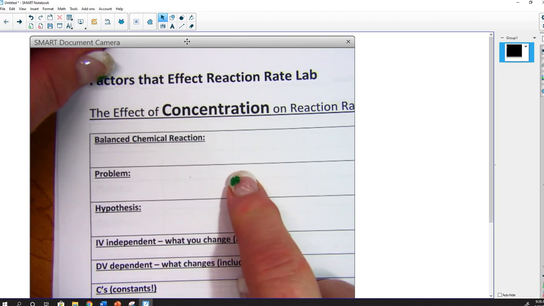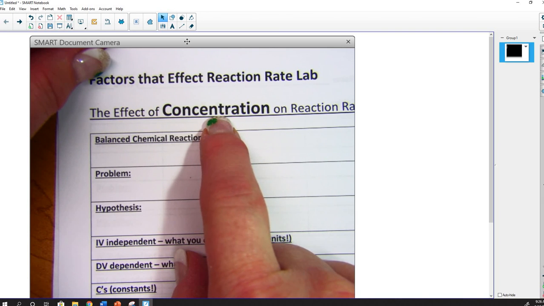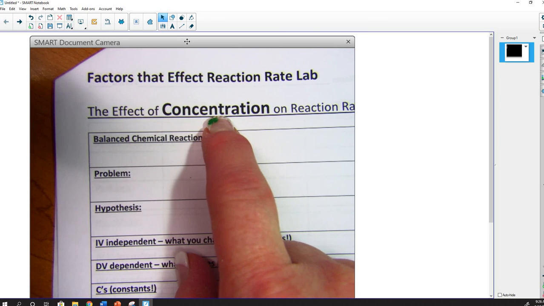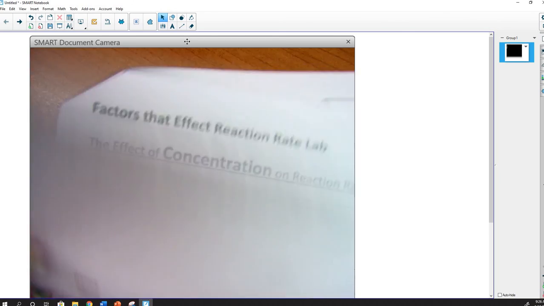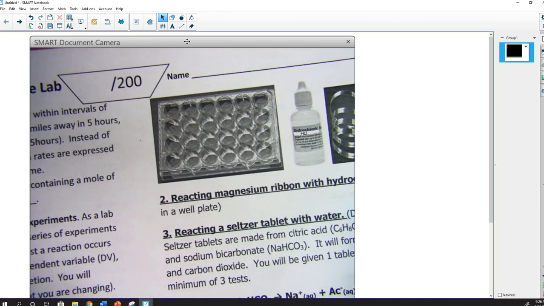So the first one here, the effect of concentration. I wrote these really big, so hopefully you wouldn't get them mixed up. So what one did you pick for concentration? Somebody shout out which one they would have chosen for concentration. Magnesium. Okay, that's an easy one. So on the magnesium, I would go back here and say, oh, it's magnesium ribbon with hydrochloric acid.